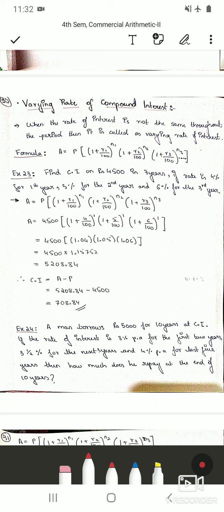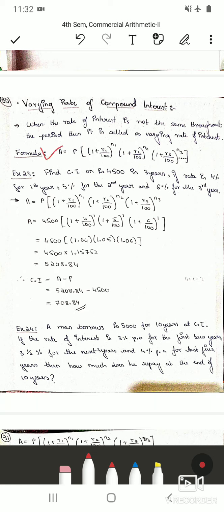So you can see that over the number of years the rate goes on varying. That type of question comes under varying rate of compound interest. So the definition is, when the rate of interest is not the same throughout the period, then it is called varying rate of interest.